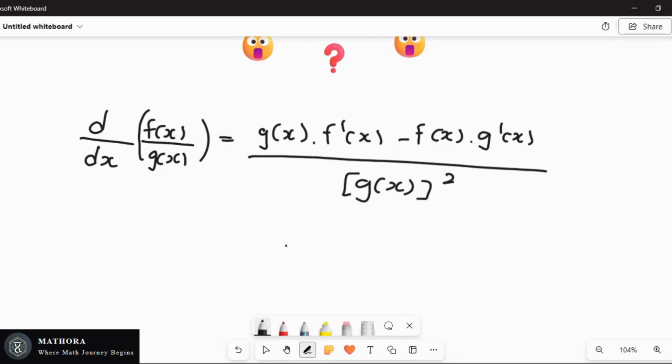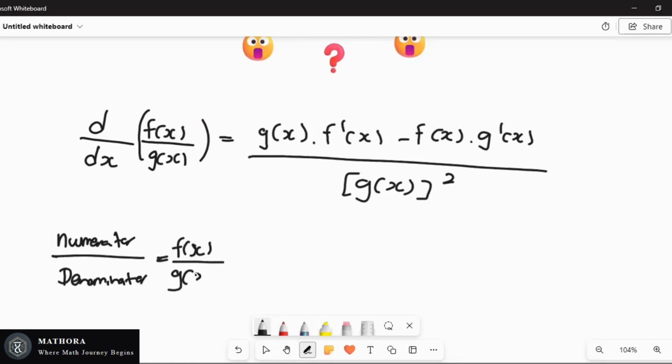Well, if you have a function f(x) divided by g(x), here's what you do. First, differentiate the numerator f(x), then differentiate the denominator g(x), and finally apply this formula. Multiply the denominator by the derivative of the numerator, then subtract the numerator multiplied by the derivative of the denominator. The result is divided by the square of the denominator. It sounds complicated, but once we go through examples, it will be crystal clear.